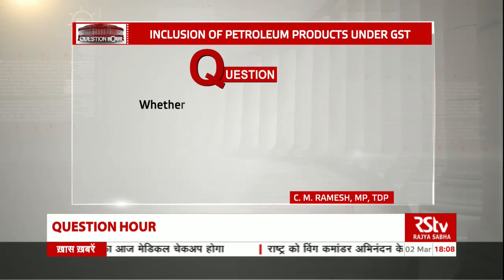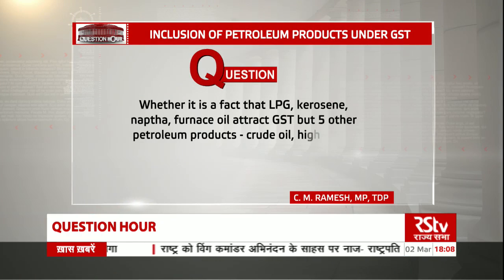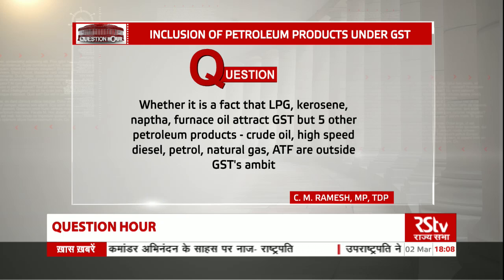Well, the next question is also to the Ministry of Finance, and this one is from member CM Ramesh, who goes on to ask the government whether it is a fact that LPG, kerosene, naphtha, furnace oil and light diesel oil attract GST, but 5 other petroleum products such as crude oil, high-speed diesel, motor spirit, that is petrol, natural gas and aviation turbine fuel lie outside the GST tax regime.